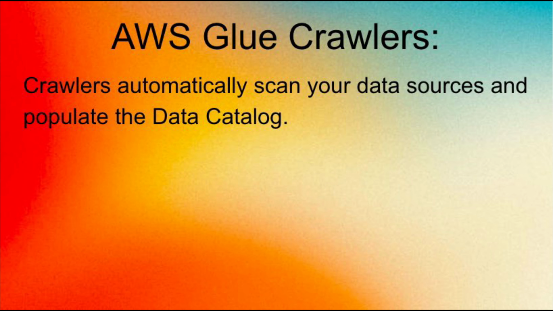The second one is AWS Glue Crawlers. Crawlers automatically scan your data sources and populate the data catalog. You could think of a crawler like a scout that goes out, explores your data, and then reports back with all the details like, here's what I found, here's what it looks like, and here's the structure. You can schedule crawlers to run regularly to pick up new data.